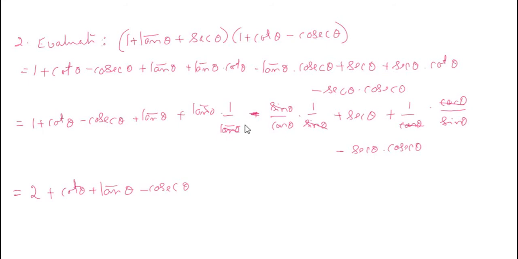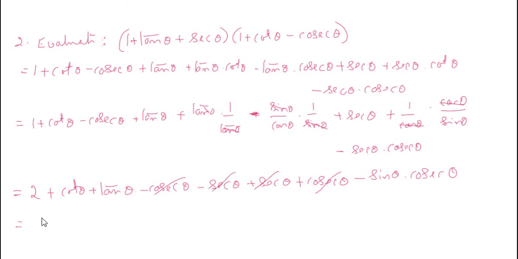Then this is 1, I moved it here. This becomes minus 1 by cos theta, that is minus sec theta, plus sec theta. This becomes 1 by sin theta, that is minus cosec theta, minus the last term sin theta into cosec theta. Here cosec theta cancels with this plus cosec theta, secant theta cancels with this.